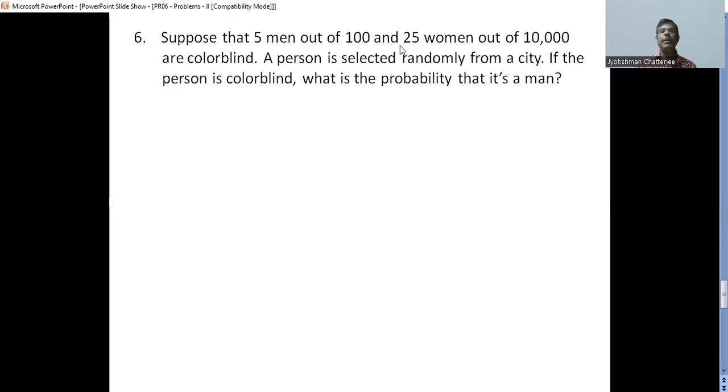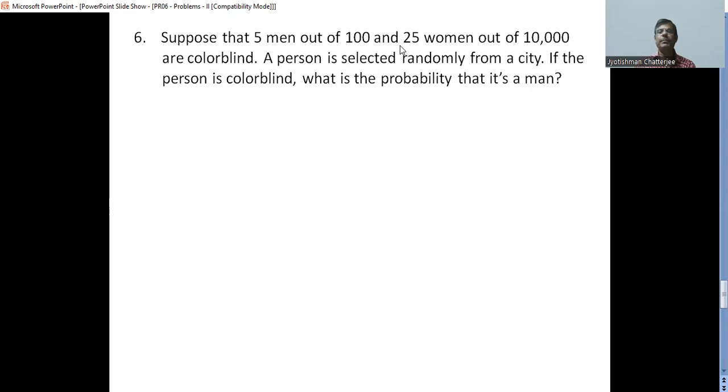Here is the next problem. There is a city. We are assuming that there are equal numbers of men and women. It's a huge population. And there is a proportion of colorblind people among men and women. Those ratios are given to you as empirical figures: 5 men out of 100 and 25 women out of 10,000 are colorblind.